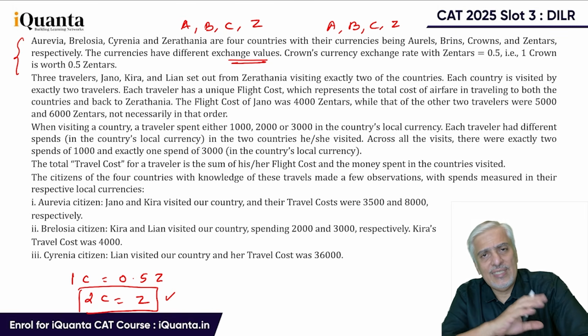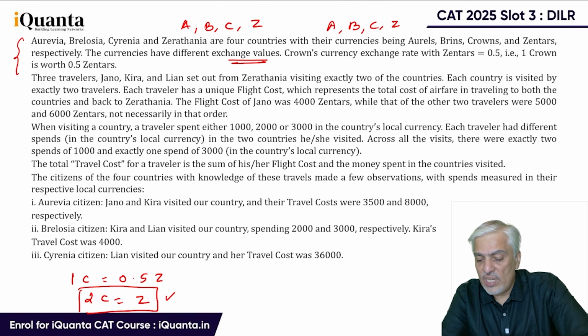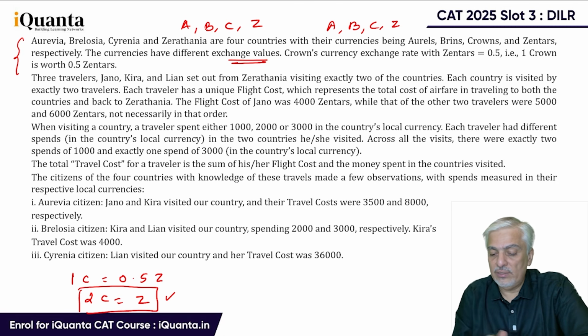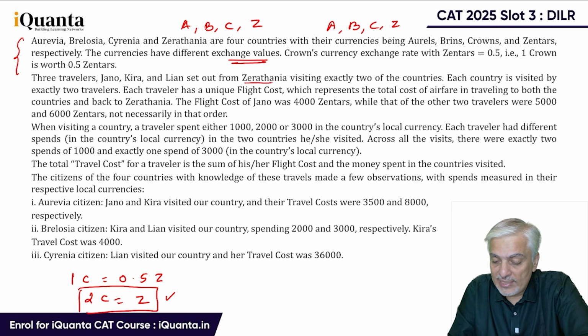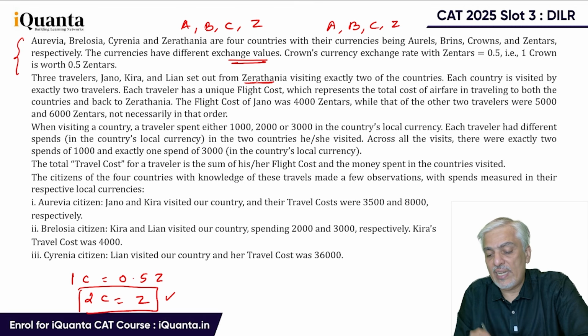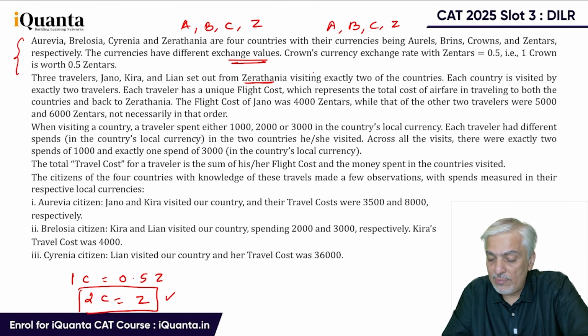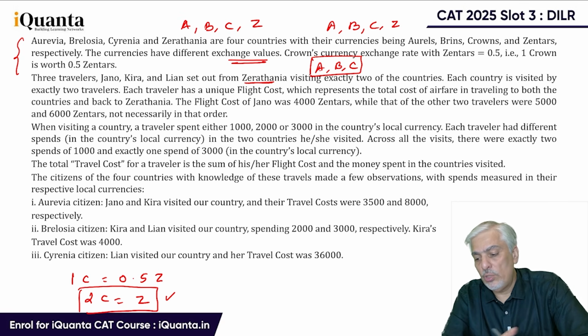First thing which I look at this set and I realize there's a lot of data. Okay. 3 travelers J, K and L set out from Z visiting exactly 2 of the countries. So they all set out from Z. So there are 3 travelers J, K, L and they are going to A, B, C. They're coming from Z, so they're going to either A, B, C, but each of them is going to 2. So one of them will go to AB, the other will go to AC, and third will go to BC. So that way there will be 3 groups.